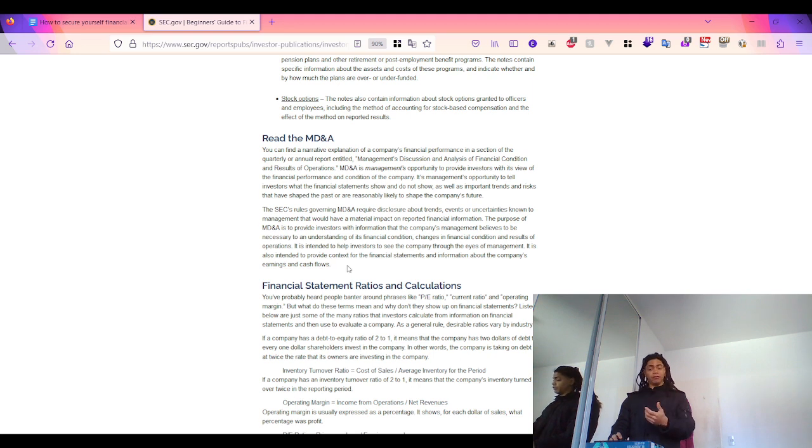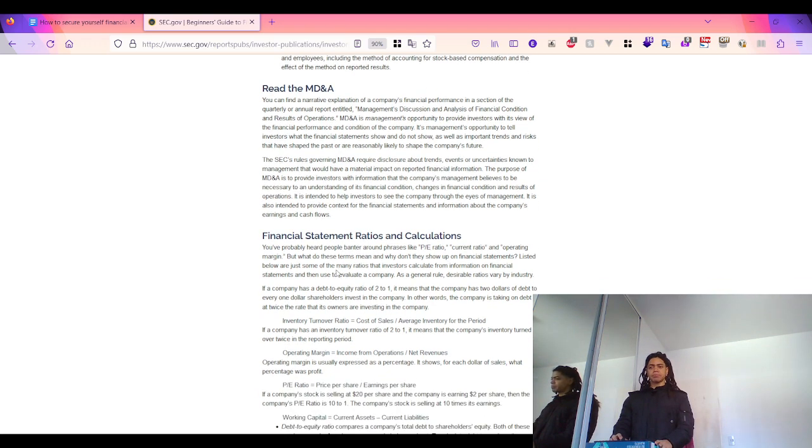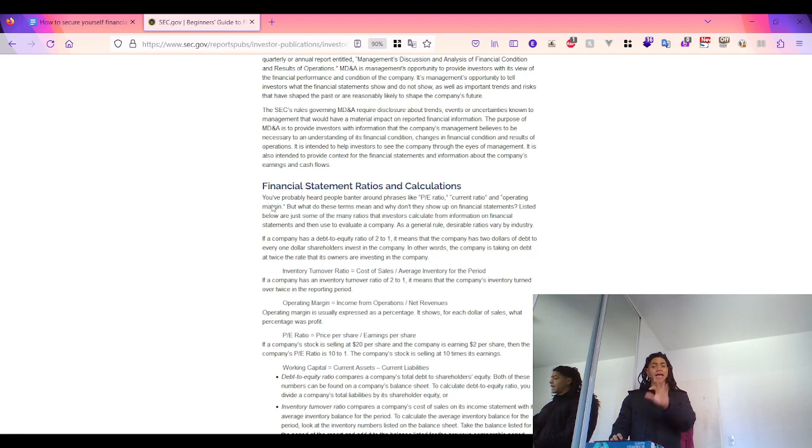It's very, very interesting because you can gain more and more perspective about why they are working, what is the reason for doing that, and what will be the important trends that can shape not only this industry or this company, but also the overall perspective in the long run, right? The long-term vision here. And now, what we really care about here is the financial statement ratios and calculations.